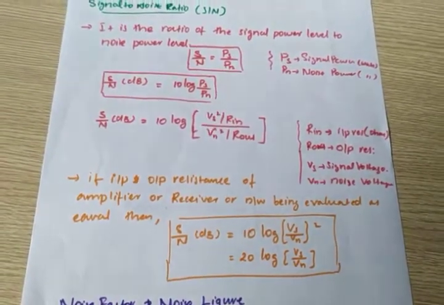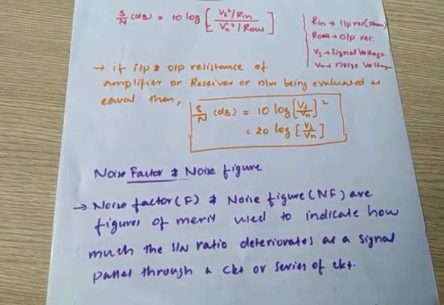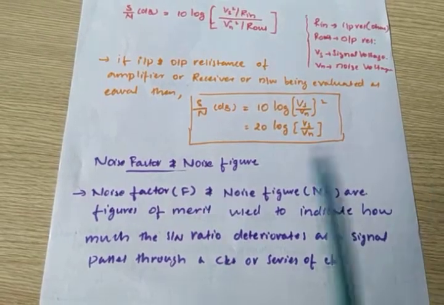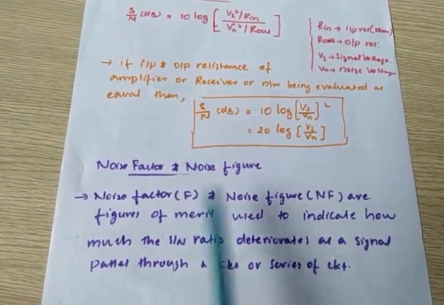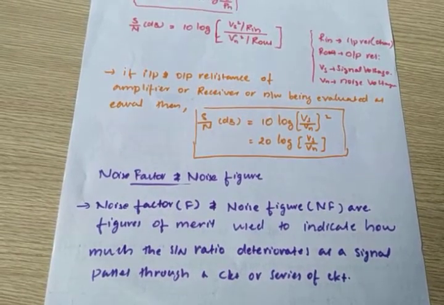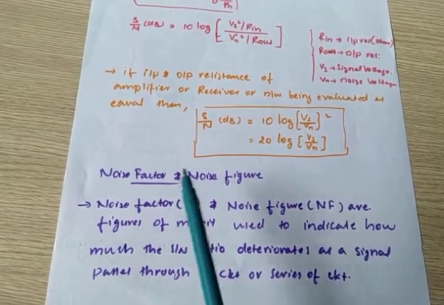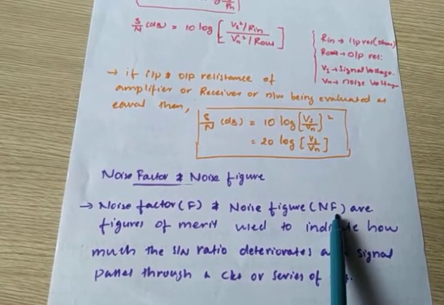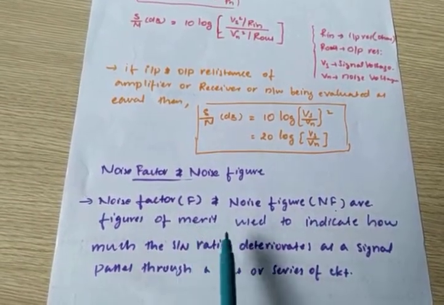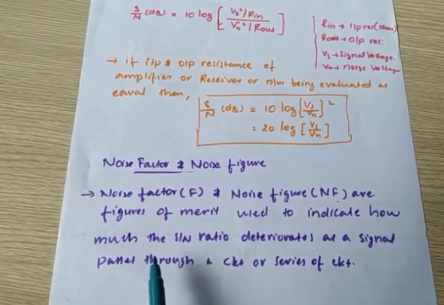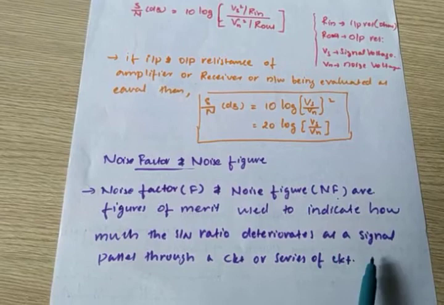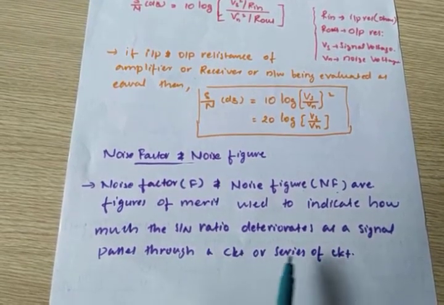Next is noise factor and noise figure. These are two important parameters. Noise factor is normally represented as F, and noise figure is represented as NF. Noise factor and noise figure are figures of merit used to indicate how much the signal to noise ratio deteriorates as the signal passes through a circuit or a series of circuits.